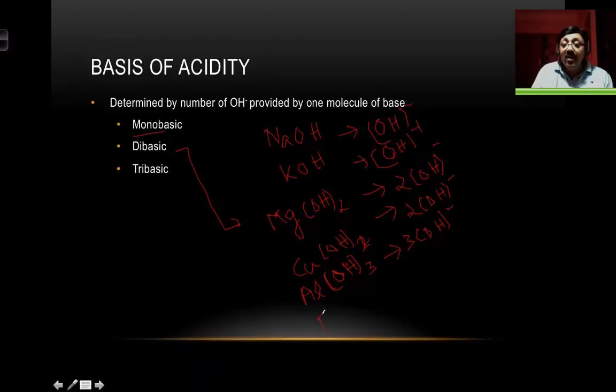Another example is ferric hydroxide. You should remember that iron is a multivalent element, so it is ferrous and ferric. Ferrous has a valency of 2 and ferric has a valency of 3. Now we are talking about ferric hydroxide, so it will definitely be Fe(OH)3, because OH has -1, so -1 into 3 is -3. So the iron has to contribute 3, which means this is ferric. Ferric hydroxide can give 3 hydroxyl ions, so that is tribasic.